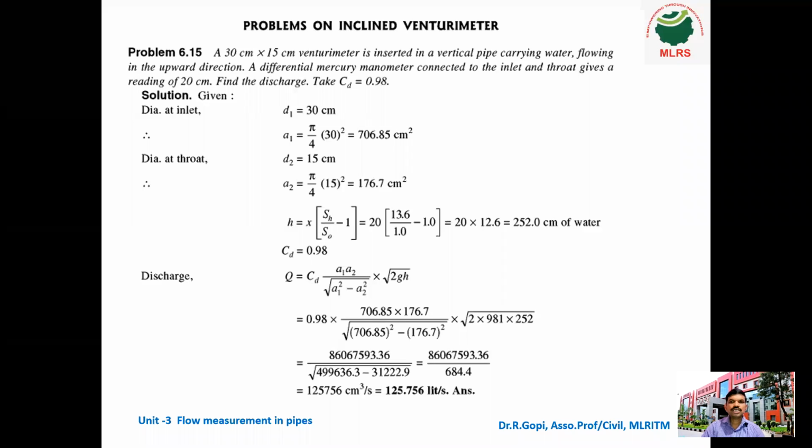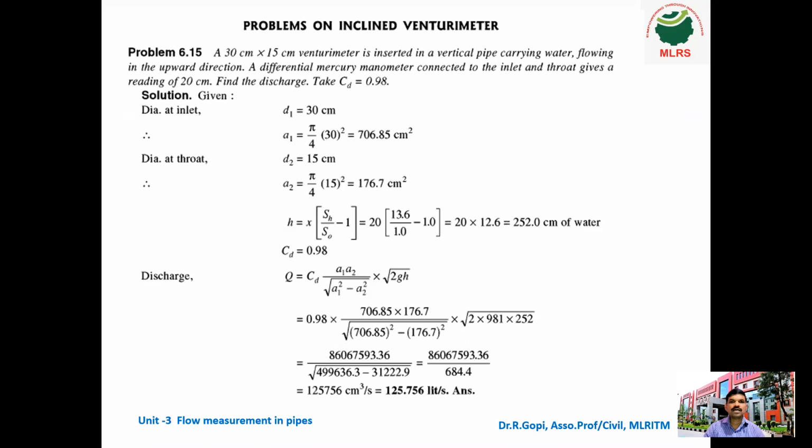Students, let us continue the Venturi meter problem. From the last video, we saw the horizontal Venturi meter. In this portion, we will discuss the inclined Venturi meter or vertical Venturi meter. There are two categories. If a Venturi meter is placed in a horizontal manner, it is called a horizontal Venturi meter, and if it is somewhat inclined or vertical, it is called an inclined Venturi meter.